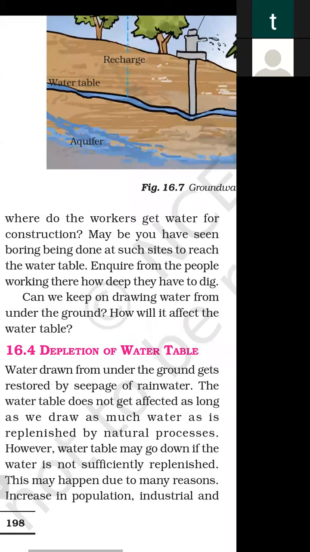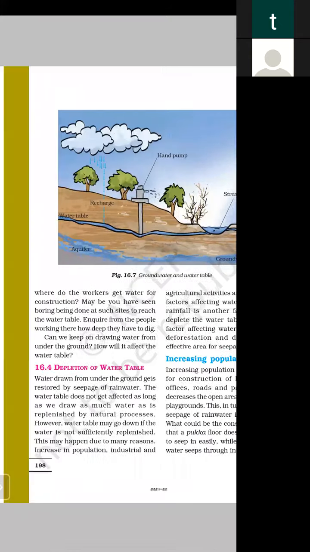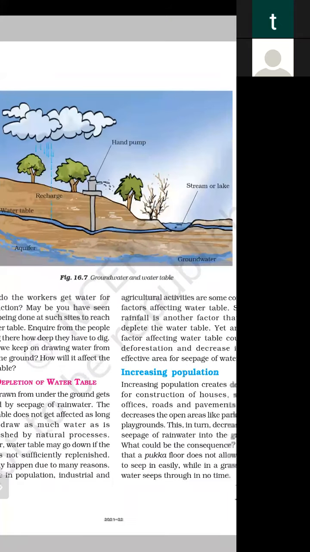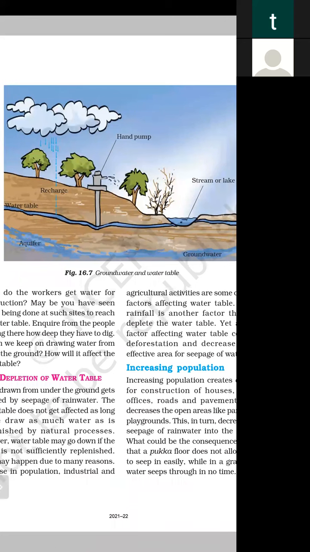So look at diagram 16.7, groundwater and water table. Okay, so there is a groundwater aquifer, there is a water table. How is it recharged? It is recharged by the water cycle, by rain, stream or lake.